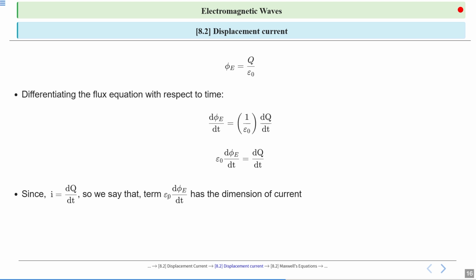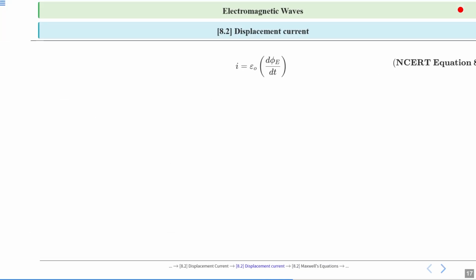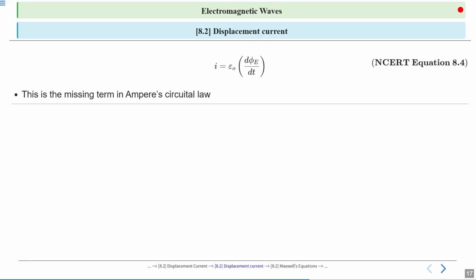Since current I is equal to dq by dt, we can say the term epsilon naught d phi E upon dt has the dimension of current. This whole term has the dimension of current, that's why it is called displacement current. So we can write I equal to epsilon naught d phi E upon dt, NCERT equation 8.4. Now, I equal to epsilon naught d phi E upon dt is the missing term in Ampere's circuital law.